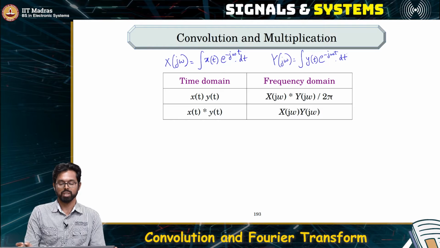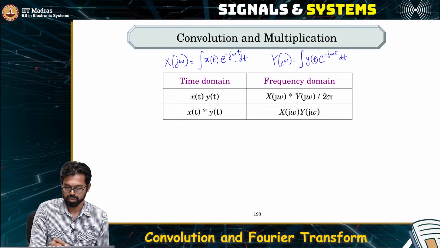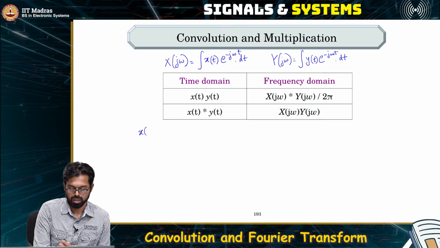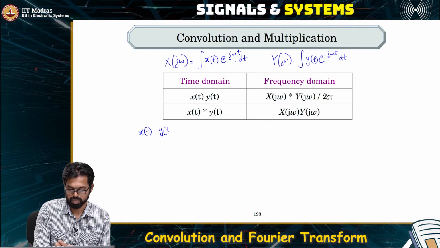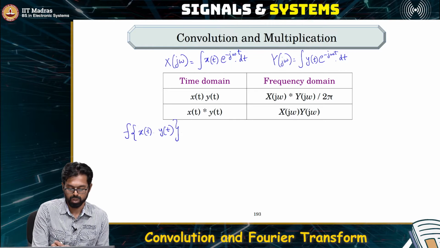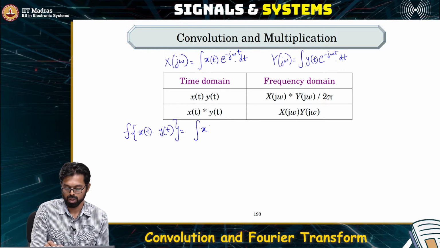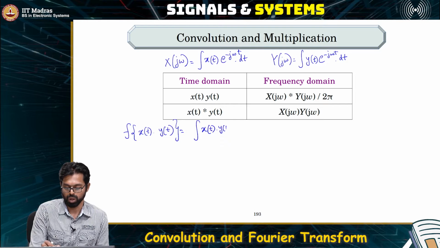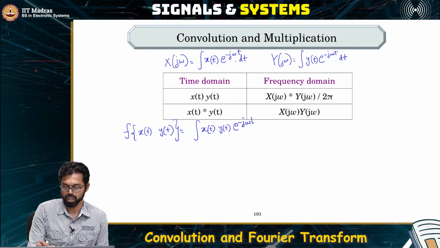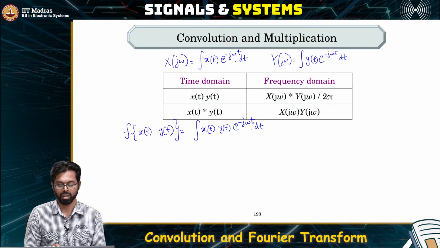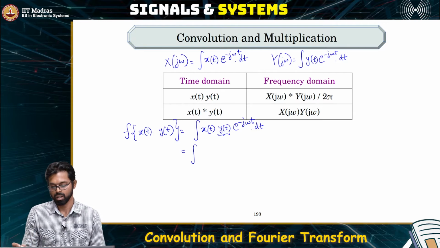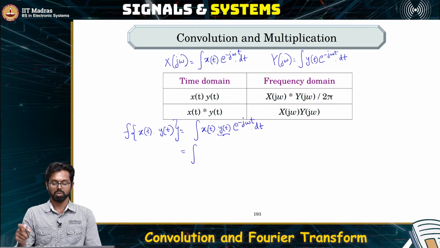Now when you multiply these two signals, what do we have? x of t times y of t. Now let us say that we want to find the Fourier transform of this signal. What is the Fourier transform of this signal? It is just x of t times y of t multiplied with one another and e power minus j omega t dt, right? Now what we'll do is we'll just replace this y of t with its inverse Fourier transform.